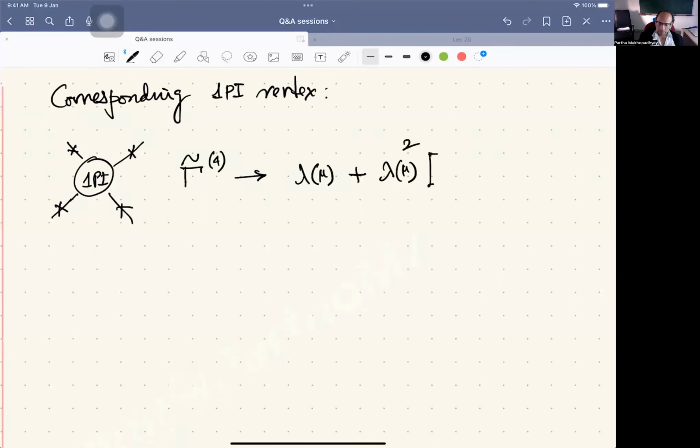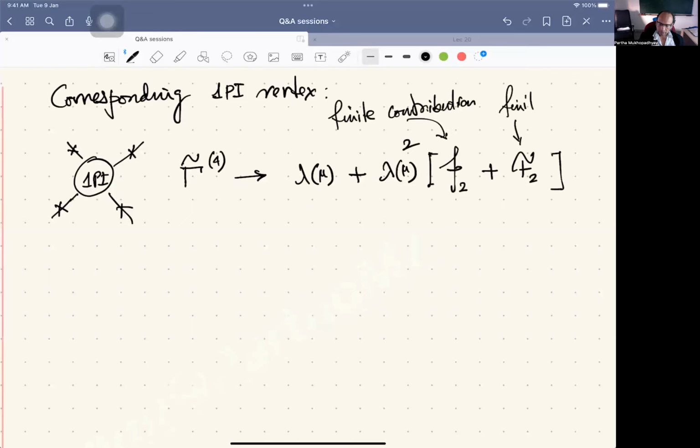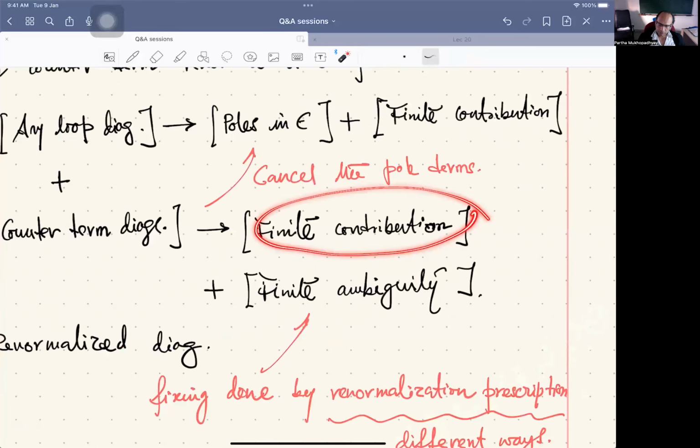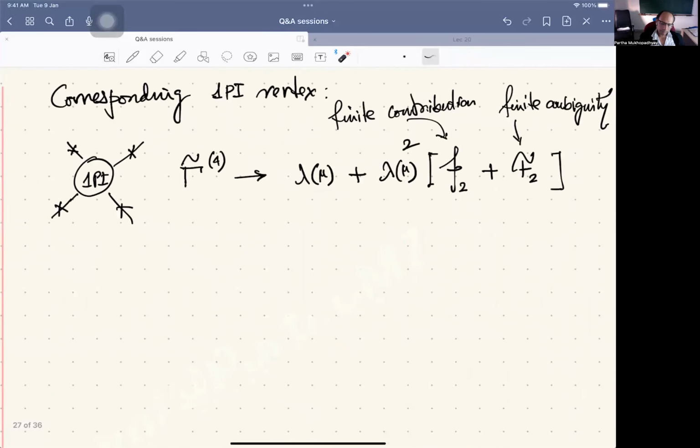So lambda square will be multiplied with a finite contribution plus finite ambiguity. This is the finite contribution, and this is the finite ambiguity. This is what we discussed here. One is the finite contribution, the other is the finite ambiguity. Similarly, at the next order, you have lambda cube. Lambda mu is the renormalized coupling at scale mu, which we have discussed in the lecture, and so on.